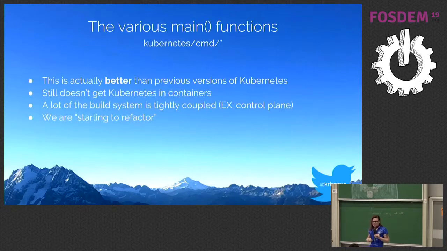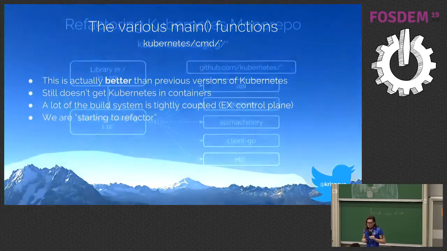Okay, so like I said, this is actually better than previous versions of Kubernetes. And ultimately, this only builds our good old static binaries that we love from Go so much. This actually doesn't get anything into a container, which again is the whole point of Kubernetes. A lot of this build system is tightly coupled, for example the control plane, and we are starting to refactor this. We've been saying that for about a year, and we're slowly getting there, and we're going to talk more about our first approach here in a second.